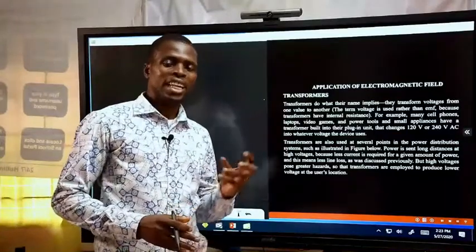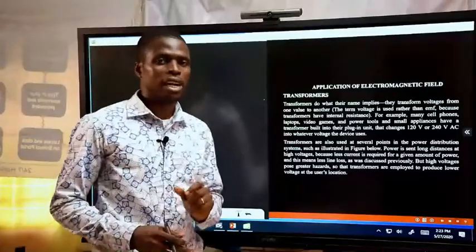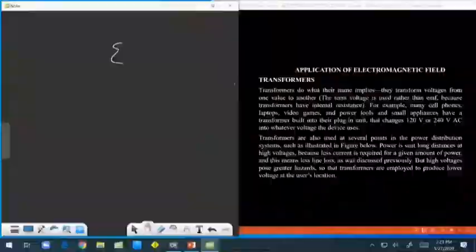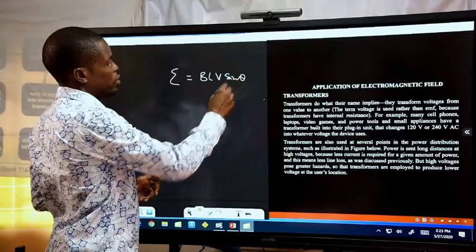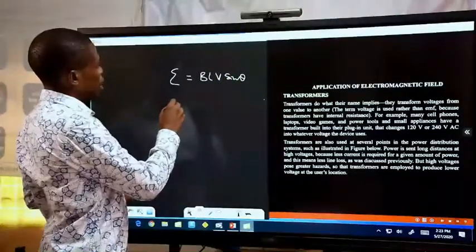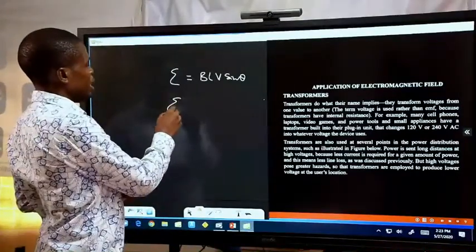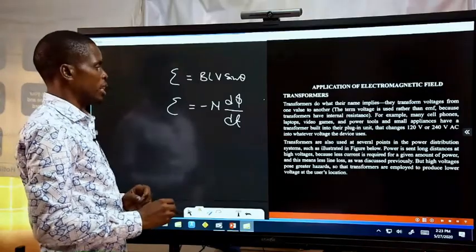So considering the earlier lessons that we treated, we were able to establish some basic facts: the induced EMF in a circuit is a function of the magnetic field, the length of the conductor, the velocity, and the angle of inclination of the conductor. We also established that based on Faraday's law of electromagnetic induction, the induced EMF is equal to minus N dΦ over dt.